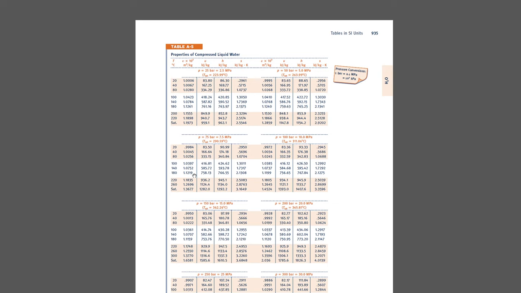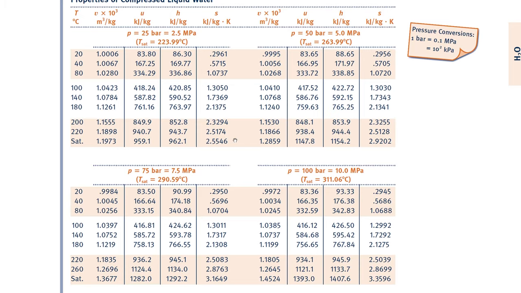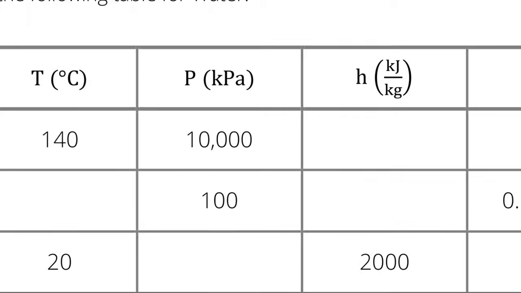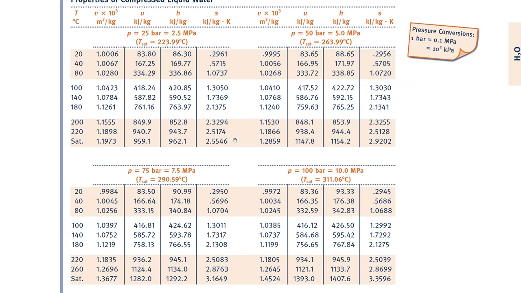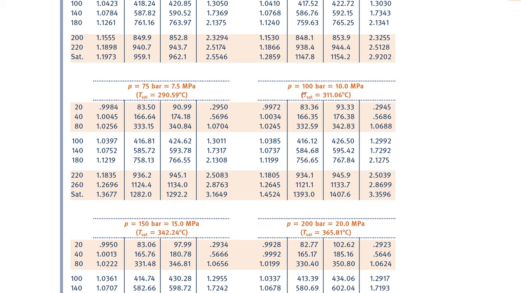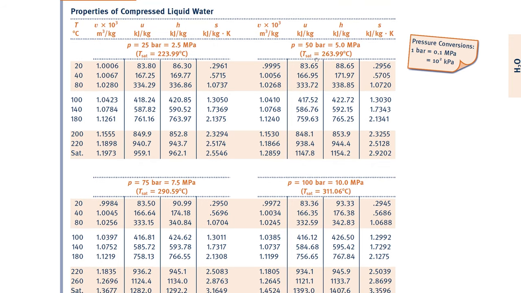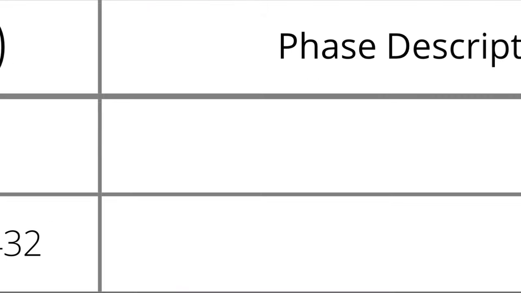So on table A5, I need to find a pressure subtable corresponding to my pressure, which was 100 bar. I have a pressure subtable of 100 bar, and I can look up whatever I need because I have the temperature 140 right here. I don't even have to interpolate between these temperatures, nor between these pressures. It's just a matter of looking up the property. So I will start by populating the phase description column, and I will do that by writing in compressed liquid.